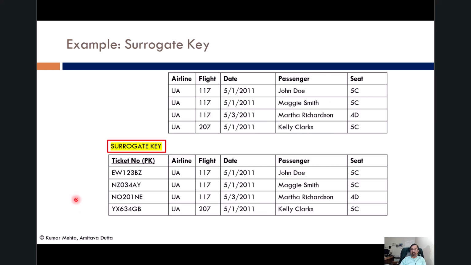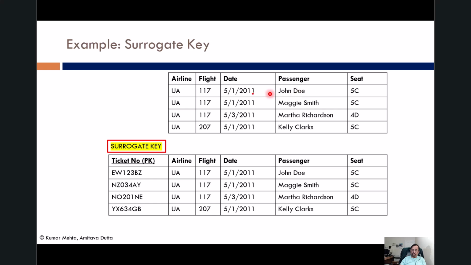Here's another example. You have a reservation, a flight reservation. So what might the attributes be? You have the airline, the flight number, the date of the flight, the name of the passenger, and the seat number. So what would be the primary key? The seat number is obviously not a good primary key. The passenger name is not a good primary key.